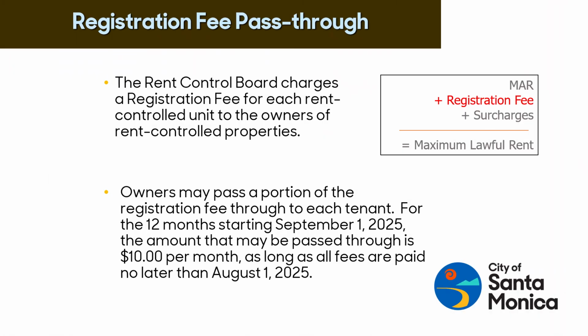The second component of the maximum lawful rent are the registration fees that can be passed through to a tenant. Remember, only 1/2 can be passed through to the tenant. The current registration fees are $240 per unit per year. 1/2 of that is $10, which can be passed through per month if registration fees are paid on time.